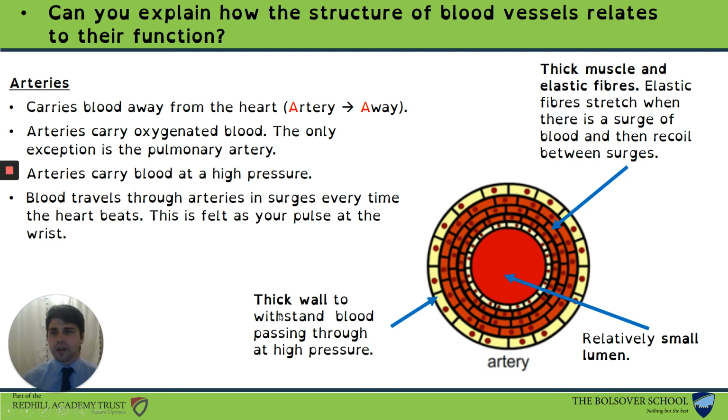So the first blood vessel we're going to look at are arteries. Now, arteries carry blood away from the heart. That's quite easy to remember because artery and away both begin with the letter A. So just remember arteries away, and that's a nice, easy way of remembering it. Arteries usually carry oxygenated blood. The only exception is the pulmonary artery. Okay, the pulmonary artery carries blood away from the heart towards the lungs.